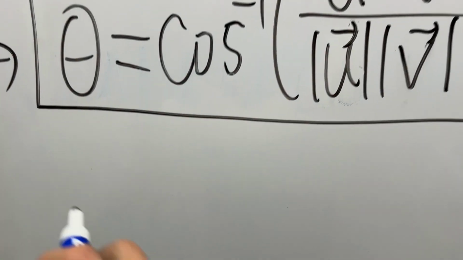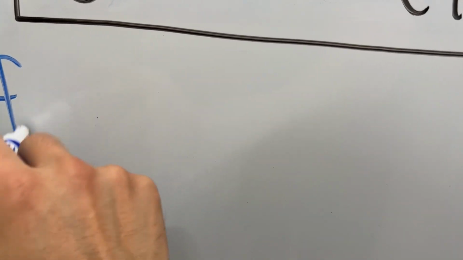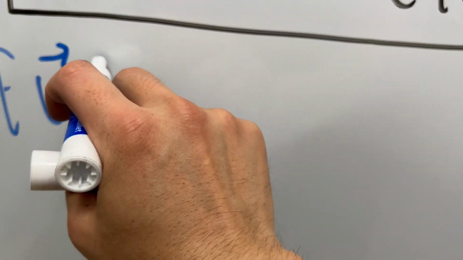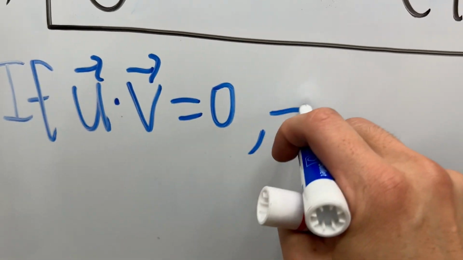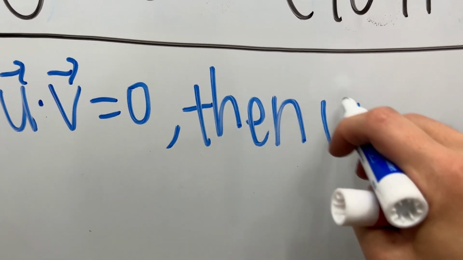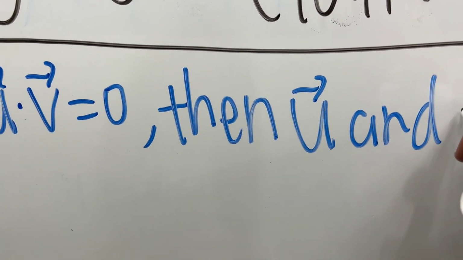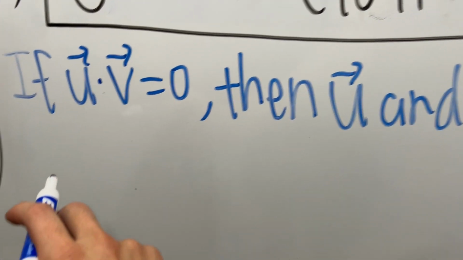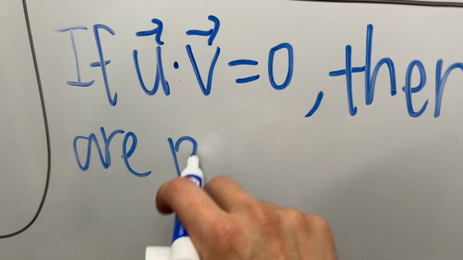Now the second thing is, I'll write this down. If, when we do the dot product of u and v, we end up with 0, then we will know that these two vectors are perpendicular.